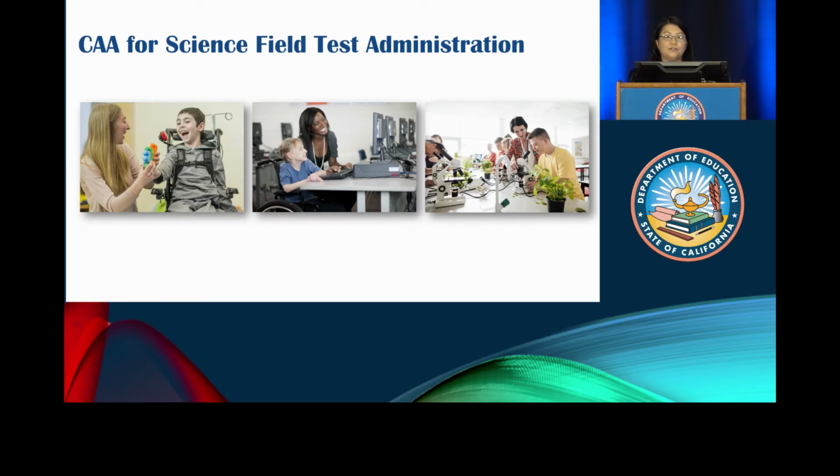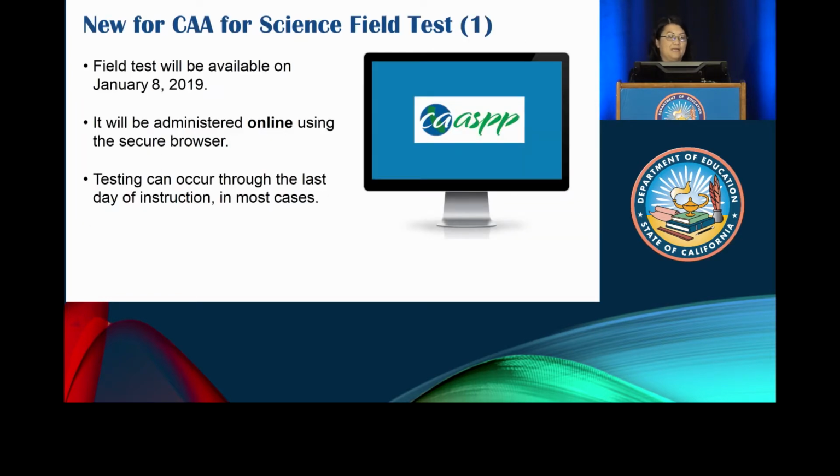Now let's look forward to the Census Field Test Administration for this test. The field test will be available starting January 8th, 2019 through the last day of your instructional calendar or July 15, whichever comes first. The field test will be administered online, and students or test examiners will enter the answers directly into the test delivery system, similar to how we do the California alternate assessments for ELA and math.